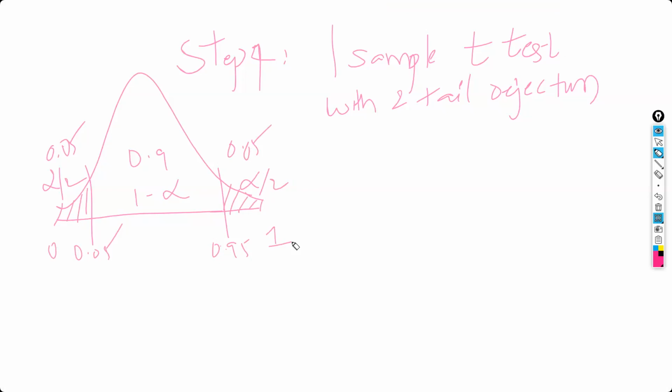Is the diagram clear? Why have we taken alpha by 2? Because it is a two tail test. For a left tail test or right tail test, it is only alpha. For a two tail test, it is alpha by 2, because if you include both sides, the overall total should be alpha.